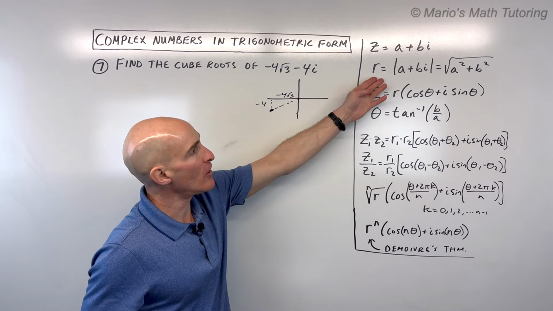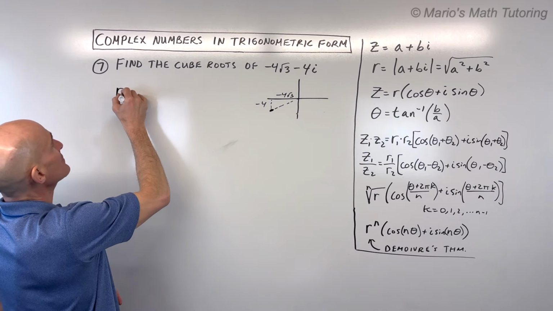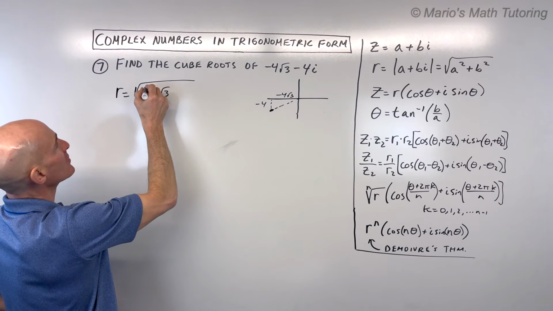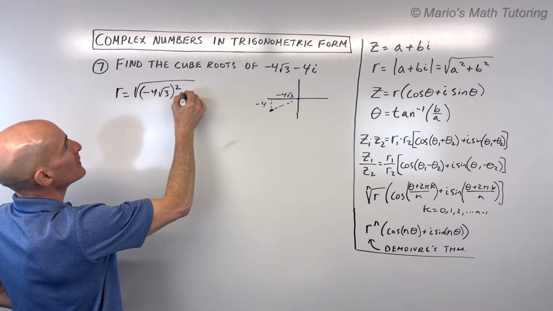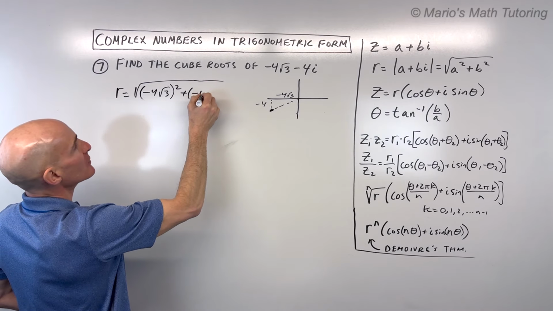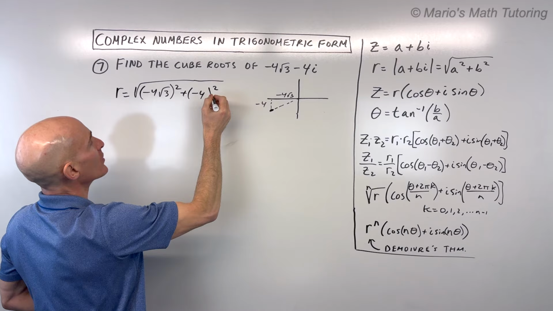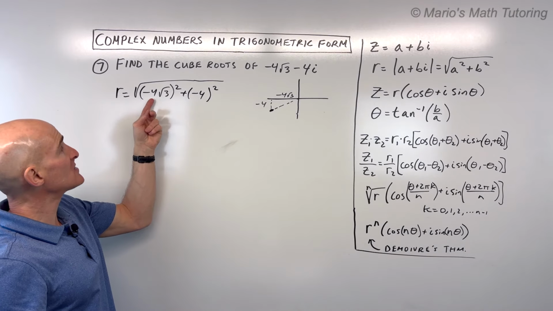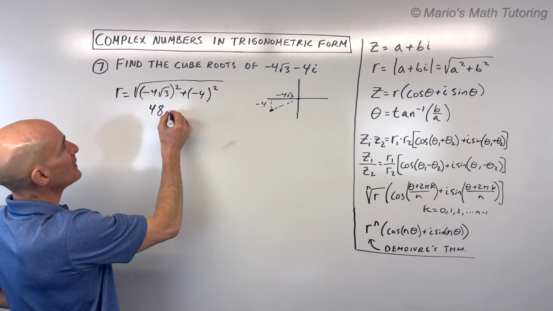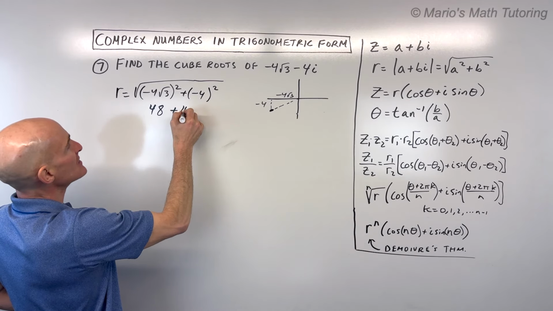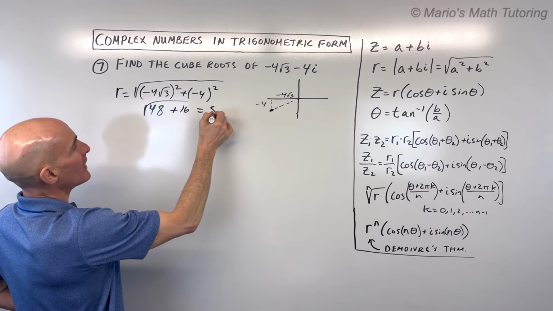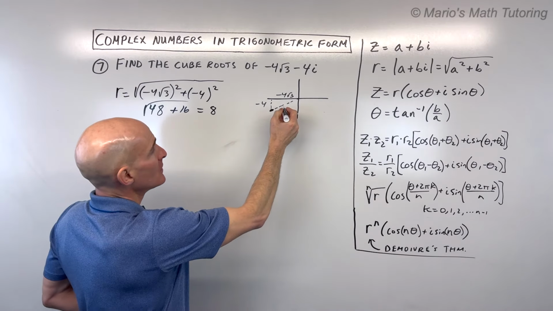So let's go ahead and solve for that r value by taking the square root of a squared, which is negative 4 square root of 3 squared, plus b squared, that's negative 4 squared. So let's see, negative 4 squared is 16, square root of 3 squared is 3, 16 times 3 is 48, negative 4 squared is 16, that's square root of 64, which is equal to 8. So that's our r value.